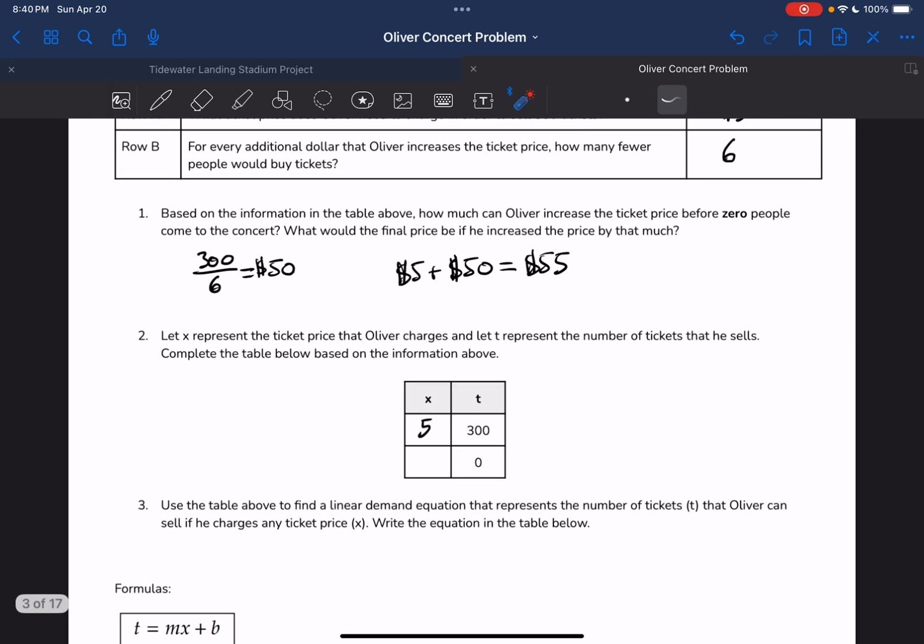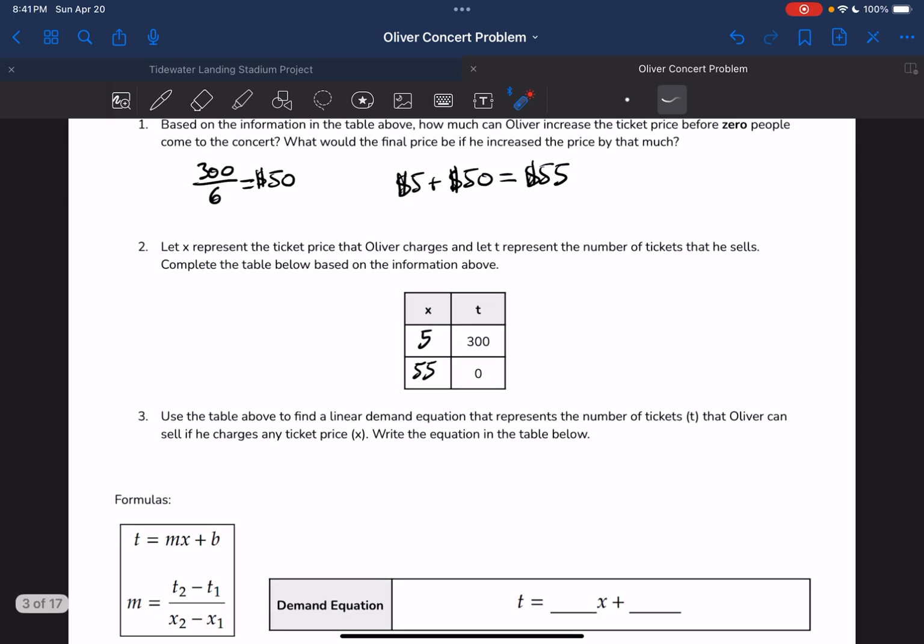What does the ticket price need to be? Remember, X is the ticket price for 0 people to come. Well, that's what we found in the last step, right? We know that if the price is $55, then no one's going to come. He has to increase the price $50 to get rid of the 300 people. If he did that starting with an original price of 5, he's going to get up to 55.